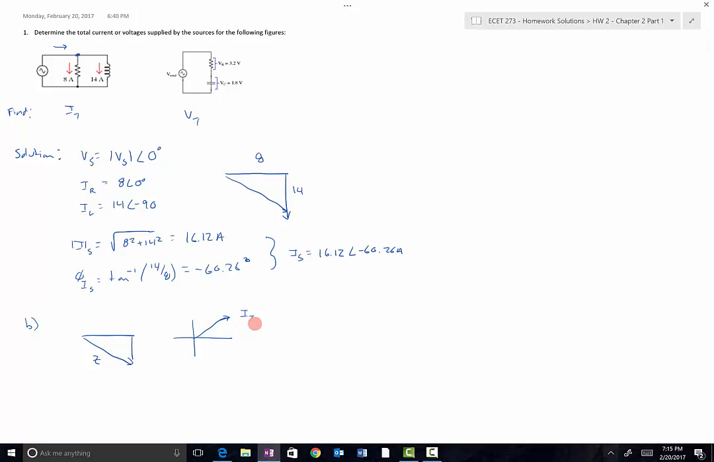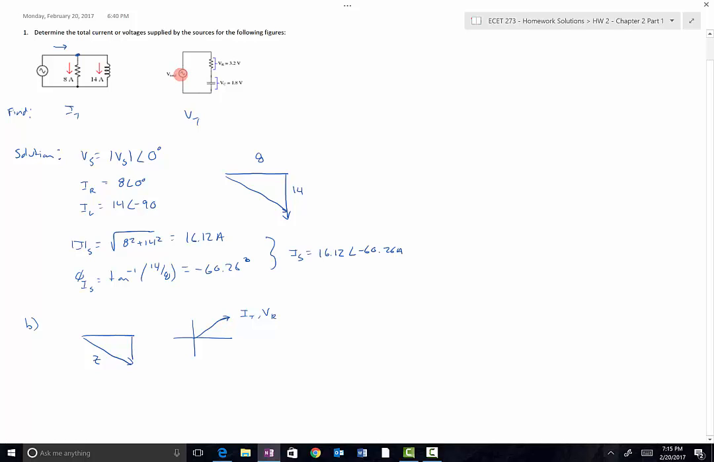So that's what we're going to use to solve this problem: the voltage across the resistor has to be in phase with the current through it. So we know that the voltage across the resistor and the current vector overlap one another, at least in angle they do.